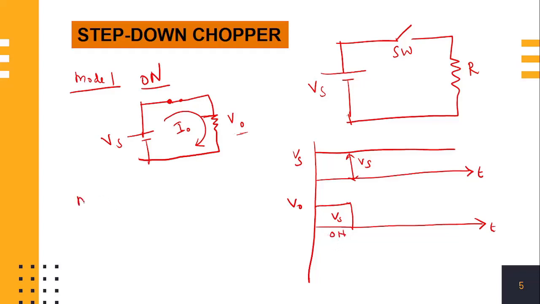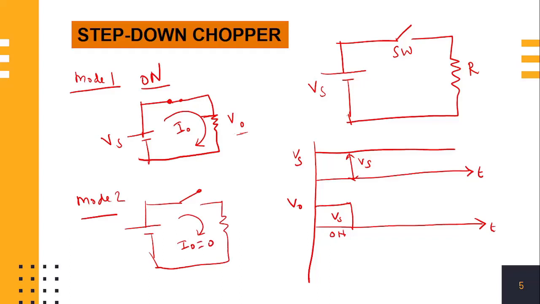Coming to mode 2, when the device is off, there is no current flow, so I0 is equal to 0, and hence V0 is also 0. There is no output voltage. So this we call the off time.